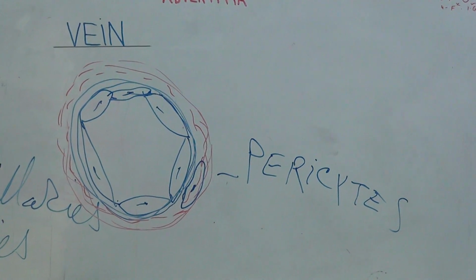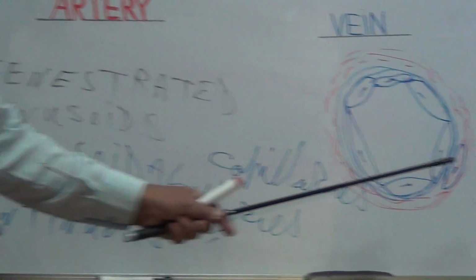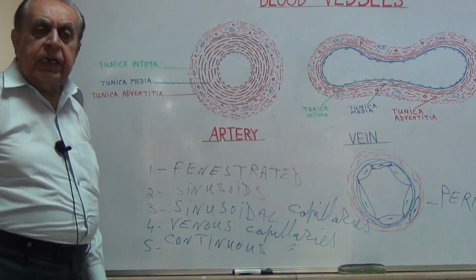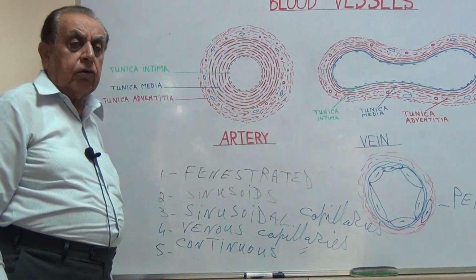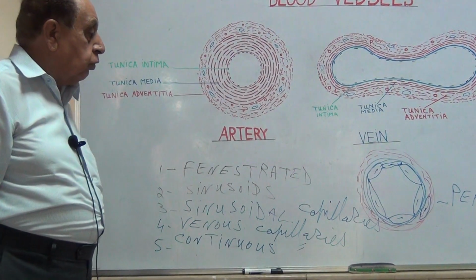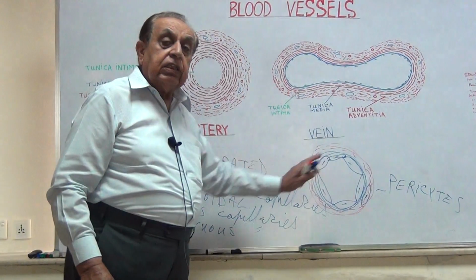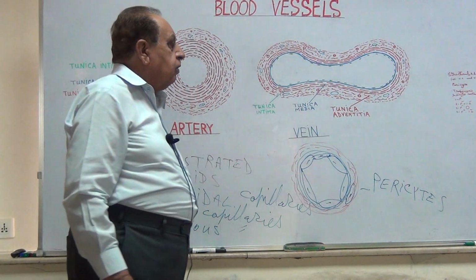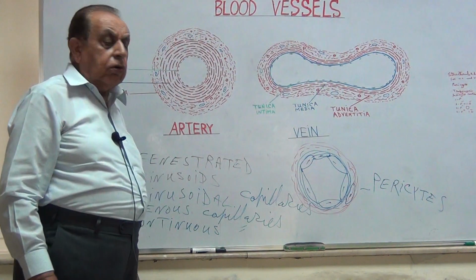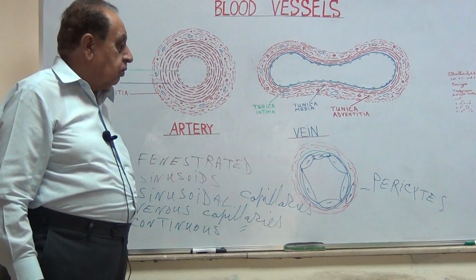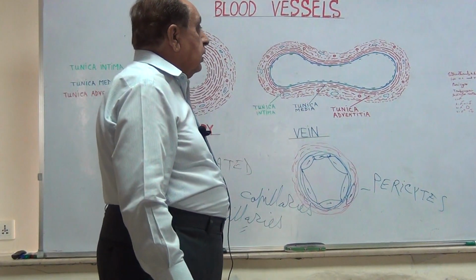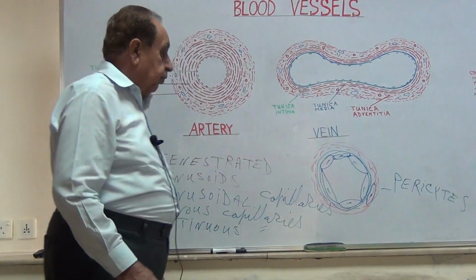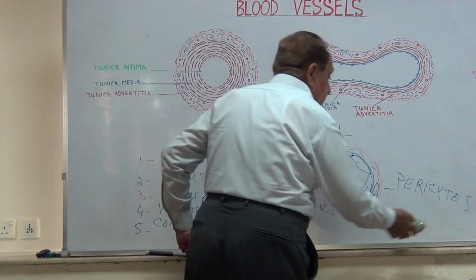Now these pericytes have cell organelles: rough endoplasmic reticulum, Golgi apparatus, mitochondria, and they also have actin and myosin filaments and tropomyosin. These are contractile elements, which indicates the contractile function of the pericytes.